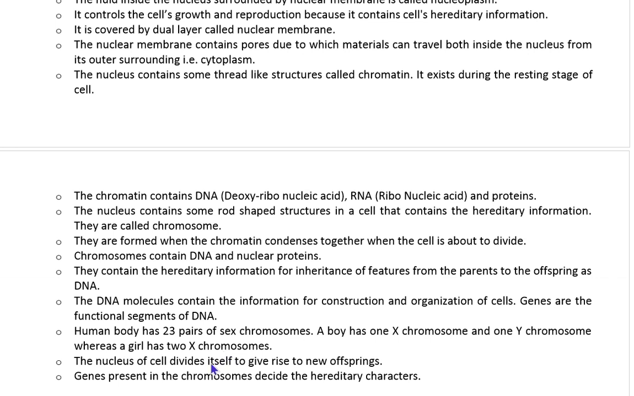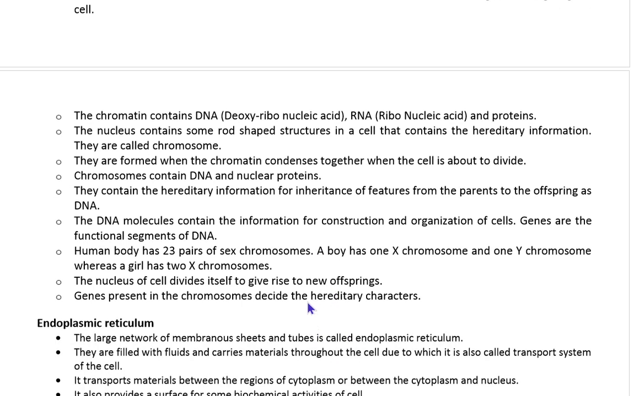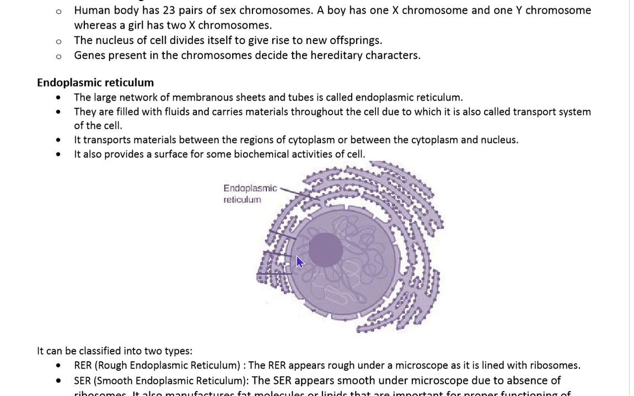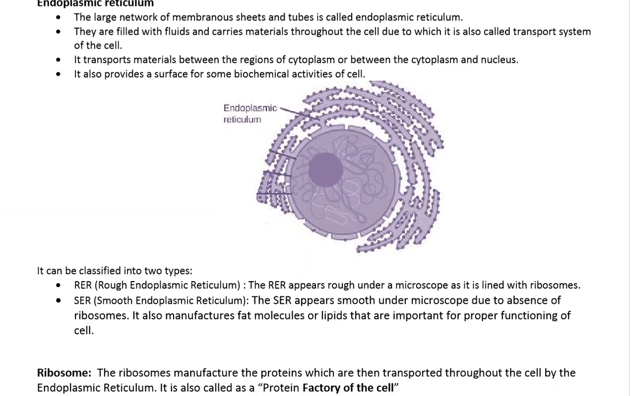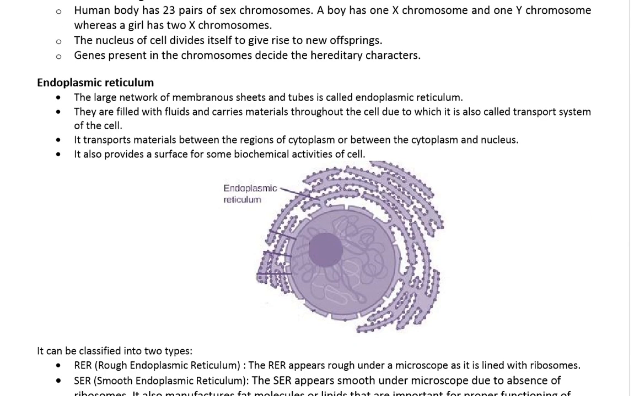The nucleus of the cell divides itself to give rise to new offspring. The genes present in the chromosome decide the hereditary characteristics. So the nucleus is also called the brain of the cell. It controls all the activities as well as the hereditary information for inheritance.